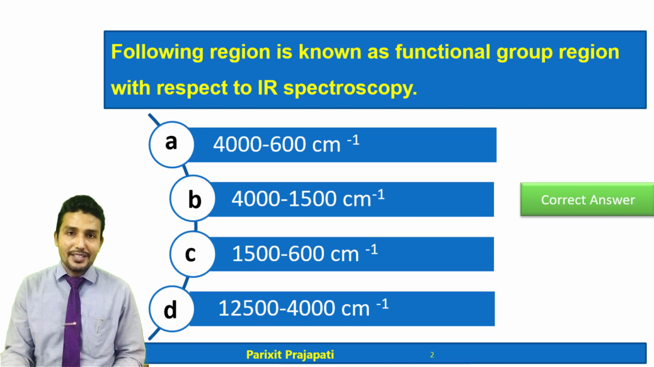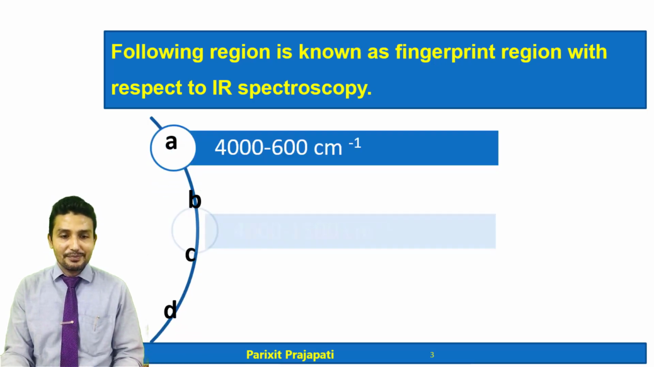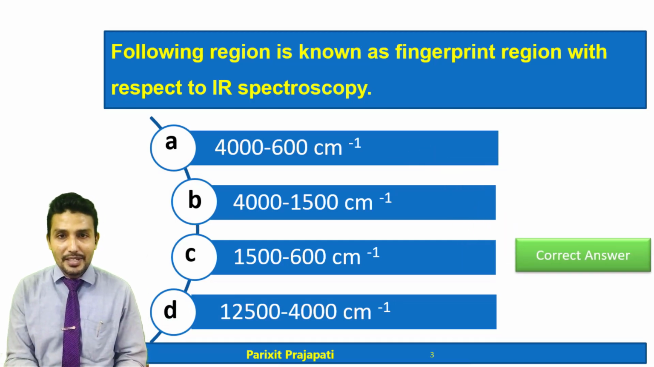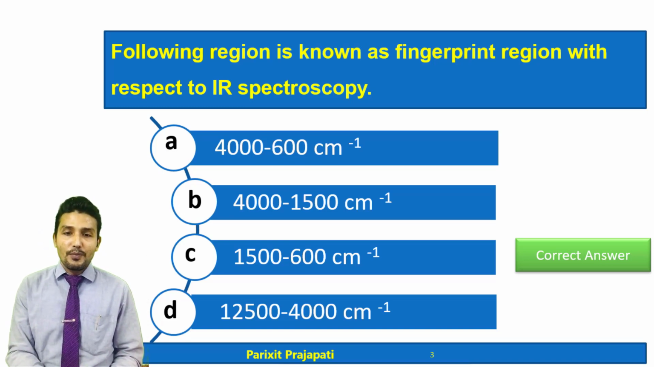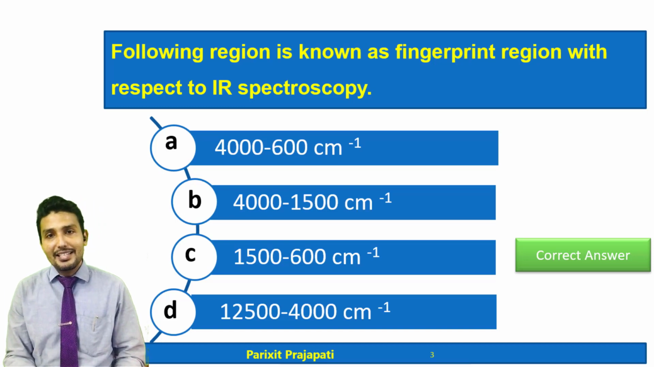So moving to the next question. The following region is known as the fingerprint region with respect to IR spectroscopy. So already we have discussed that. So these are the options. The correct answer is 1500 to 600 centimeter inverse. Why is this region known as fingerprint region? Because the pattern of absorption in this region is unique for any molecule. So that is why it is known as fingerprint. Like fingerprints are unique, similarly the pattern of absorption in this region is unique.